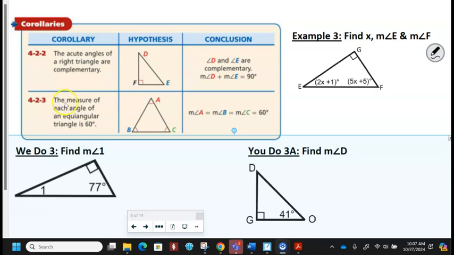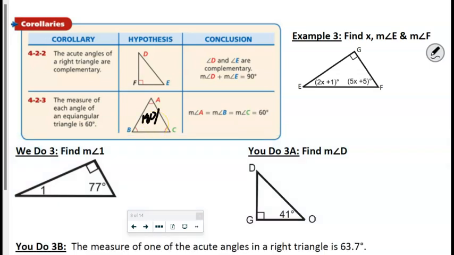Then also we have the measure of each angle in an equilateral triangle, 60. That's because 180 divided by 3. Again, we're talking about right here, 180 divided by 3 equals 60, right? Okay, that's why. All right, so up here it says example 3, find x, the measure of E and the measure of F.